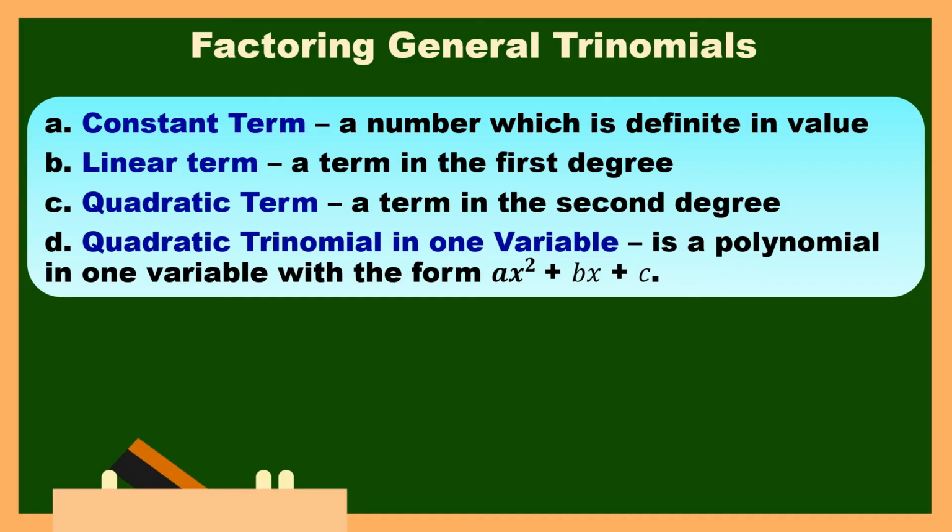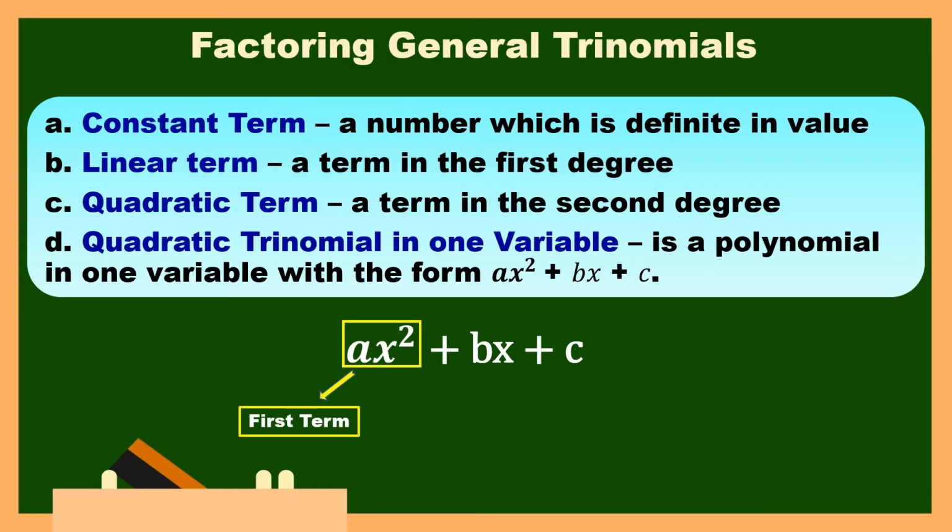Ang quadratic trinomial in one variable naman ay isa siyang polynomial kung saan gumagamit lamang siya ng iisang variable, katulad ni x, o si y, ganyan. At saka ay nakasunod sa form na ax squared plus bx plus c. Meaning, meron siyang order mula sa quadratic term, linear term, at saka constant term. Katulad ng sa ax squared plus bx plus c, ang ax squared natin dito ay ang tinatawag nating first term or the so-called quadratic term kasi siya ay nasa second degree. Meron siyang exponent na 2.